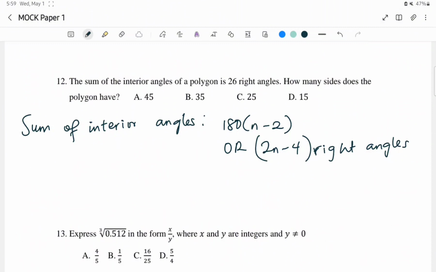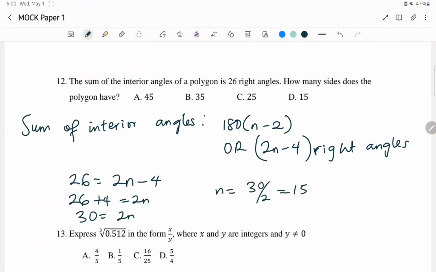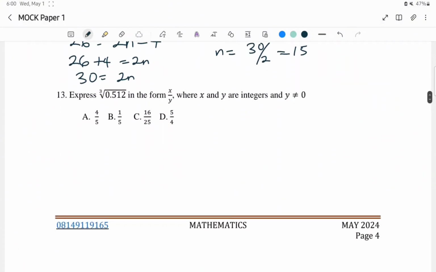Now, we are told that this sum for the question is 26 right angles. So that simply means 26 equals 2n minus 4. I do not need to apply the first formula because I don't even know the number of sides. But in this case, we are given the sum to be 26 right angles, so we need to apply the second formula, which is 2n minus 4 right angles. Then if I collect like terms, 26 plus 4 equals 2n. That means 30 is 2n, and n is going to be 30 over 2, which is 15. That means the particular polygon has 15 sides.